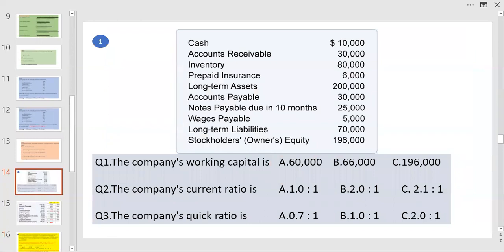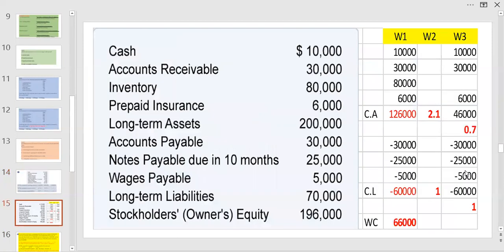The next question has a set of information given and 3 different questions are asked. Question 1, working capital, that is current assets minus current liabilities. Question 2, current ratio, that is the relationship between current assets and current liabilities. Quick ratio is current assets minus inventory compared with current liabilities. Please look at the working. Working capital is $66,000, therefore the answer is B.